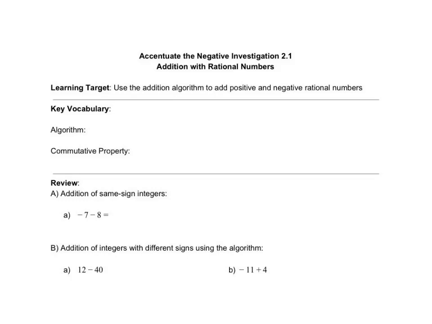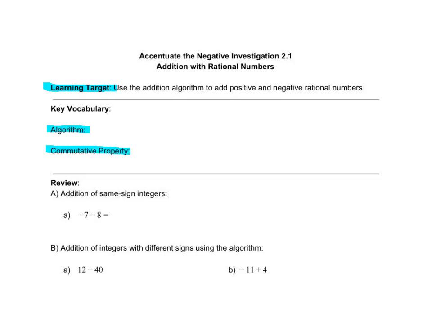Alright, this is your video for Accentuate the Negative Investigation 2.1, which is addition with rational numbers. Now, as always, the first thing we're going to look at is our learning target. The learning target today is to use the addition algorithm to add positive and negative rational numbers together. We're going to do that using two different things: first, the algorithm, which is one of our vocab words, and second, the commutative property when necessary.